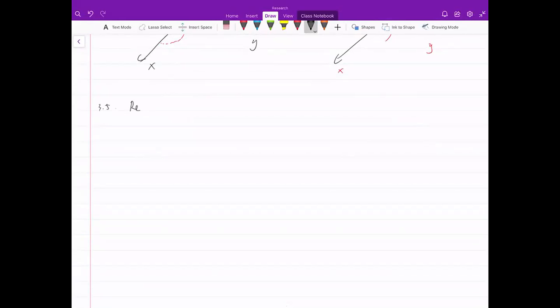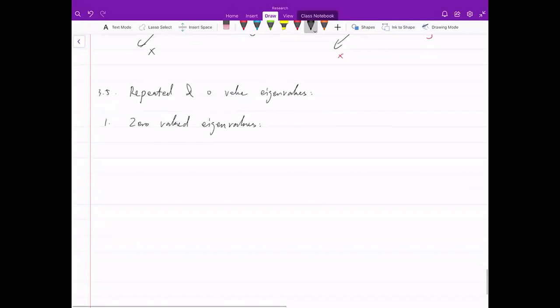Repeated and zero value eigenvalues. Personally, let's go over a zero value first. Because basically that tells you you have e to the lambda t. But if lambda is zero, this gives you e to the zero, which is one, which is kind of weird. Okay. But let's talk about it.